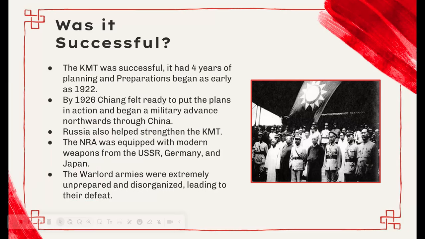By 1926, Chiang felt ready to put the plans in action and began a military advance northwards through China, which was the Northern Expedition. Then Russia also helped strengthen the KMT, and the NRA was equipped with modern weapons from the USSR, Germany, and Japan. The warlord armies were extremely disorganized, leading to their defeat.